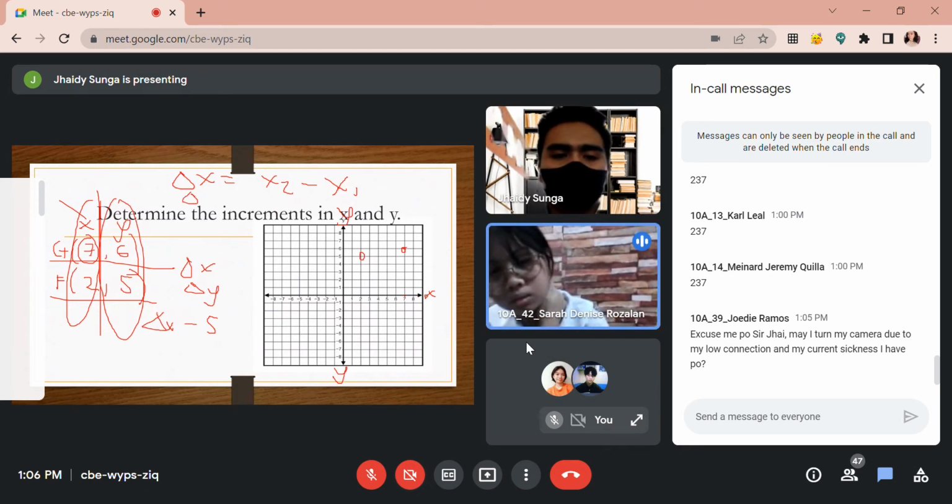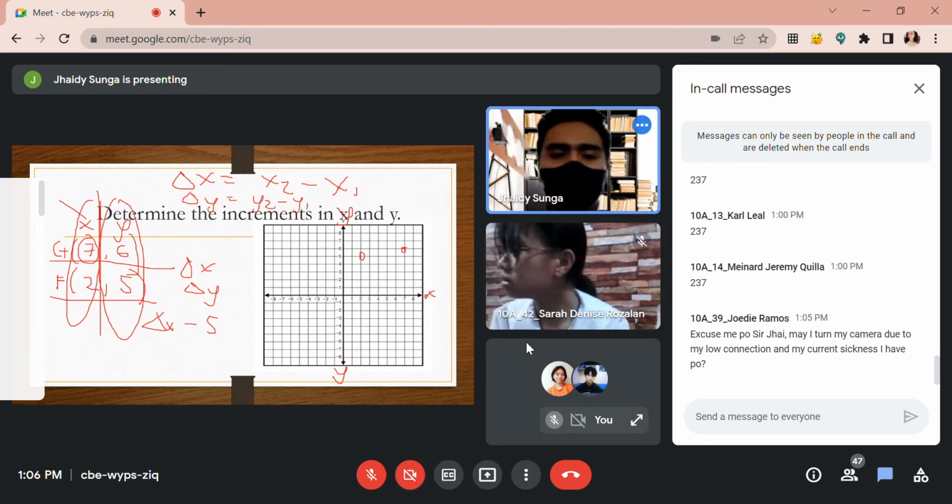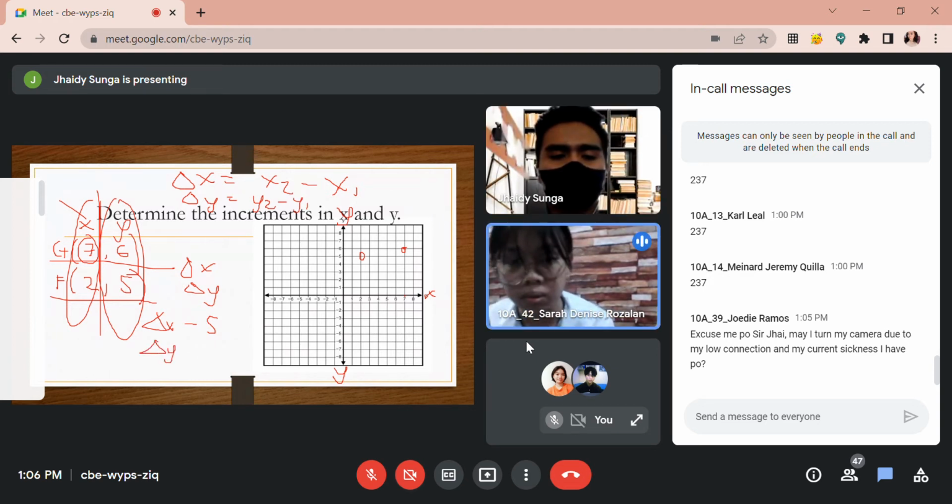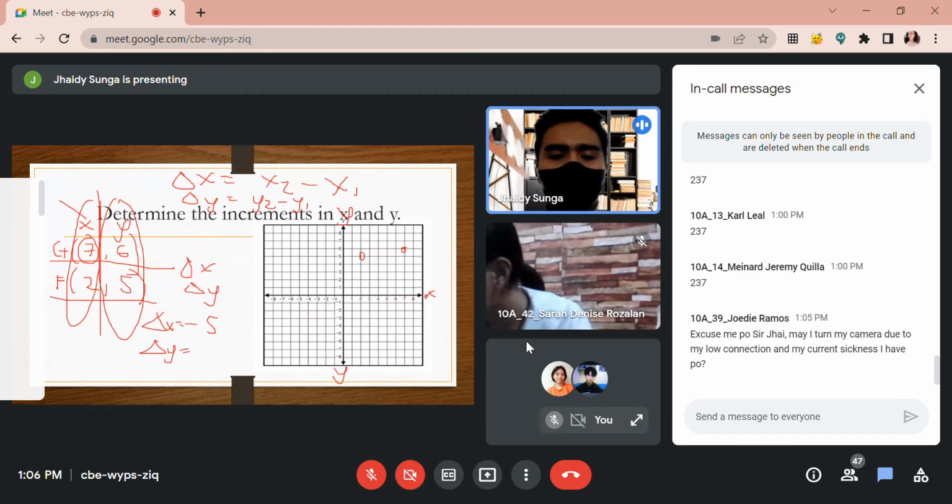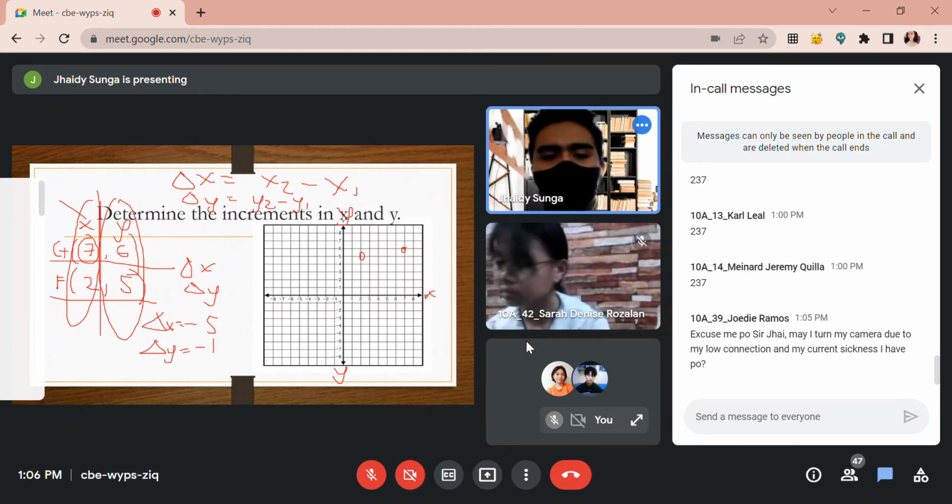Our formula for delta y is equivalent to y sub 2 minus y sub 1. What would be the answer? Our answer is negative 1. Alright, so our answer will be negative one. So if you will be plotting negative 5, negative 5, negative 1, the points are here, right?